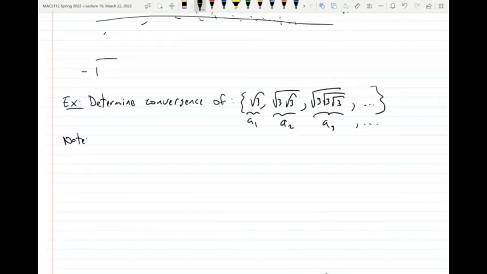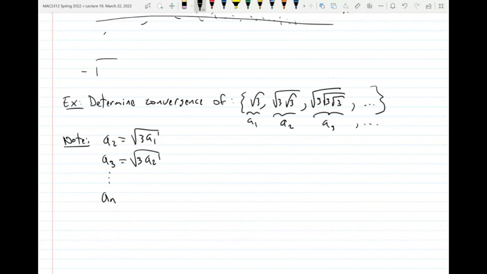So note, hopefully you realize that a2 is actually equal to the square root of 3 times a1. And similarly, a3 is the square root of 3 times a2. In other words, the nth term of the sequence is given by the square root of 3 times a_(n-1), the previous term. Because basically what you're doing is sticking an extra square root of 3. So we have this recursive behavior, so we can actually define the sequence as follows.